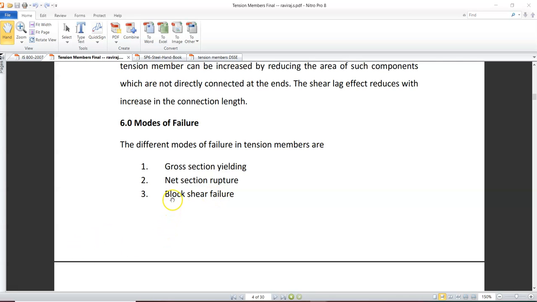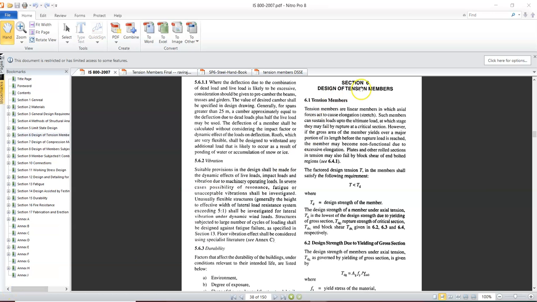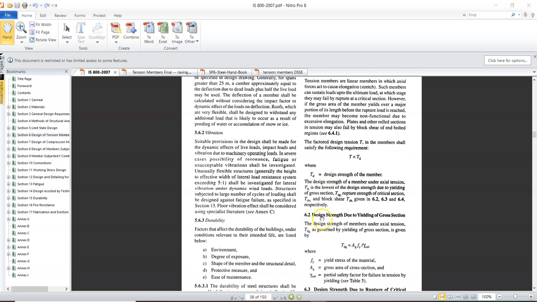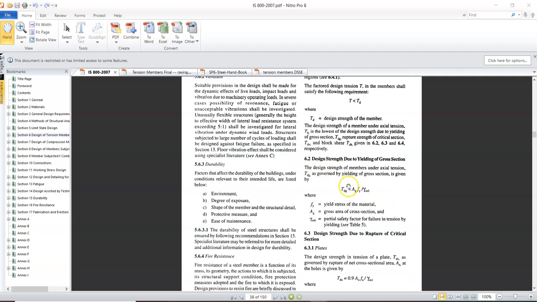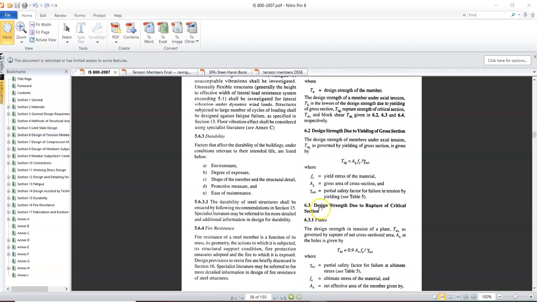Now coming to IS 800:2007. The code gives us the design strength due to yielding of gross section, referring to clause number 6.2. How to find the yielding strength of a gross section is already seen in the earlier notes. Then 6.2 and 6.3, that is design strength due to rupture of net section or critical section.